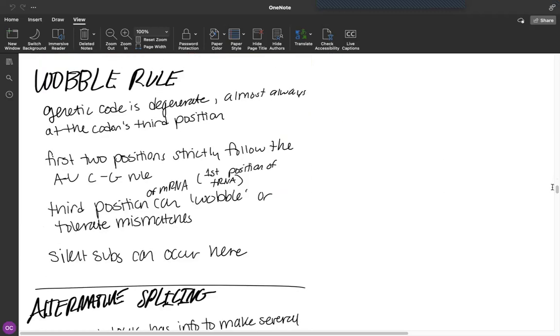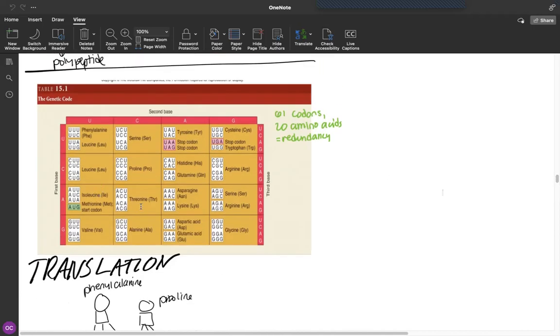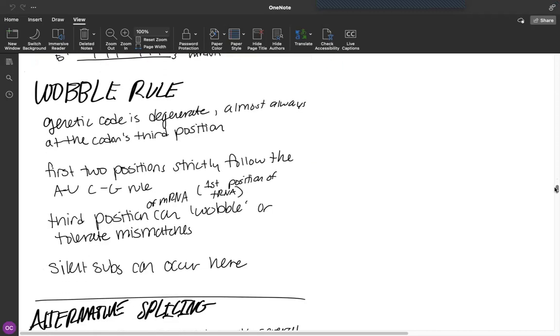So we have the wobble rule, where even though the first two positions strictly follow the base pairing rule, the third position of mRNA can wobble or tolerate mismatches. And this actually corresponds to the first position of transfer RNA. And so silent substitutions can occur here. So going back to threonine, if originally our sequence would have been an ACC, but we had a synonymous mutation changing it to an ACA, yeah, a mutation would have occurred, but there's no change in amino acid due to the degeneracy, because we're still producing the same amino acid. So that's very helpful.